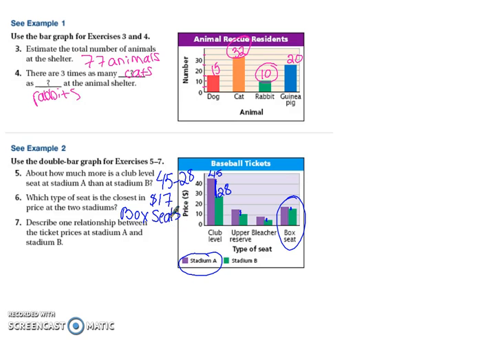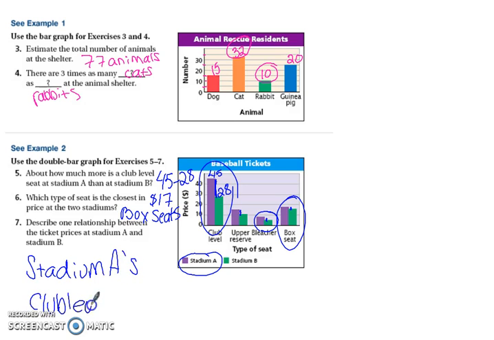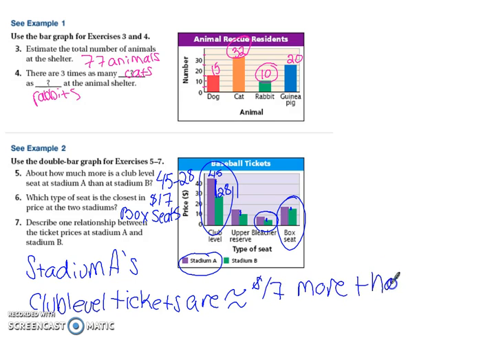It says, describe one relationship between the ticket prices at Stadium A and Stadium B. So if I'm describing one relationship between the two, let's just look at the bleacher seats. You know what? Let's talk about club level because we already said them. I would say Stadium A's club level tickets are approximately $17 more than Stadium B's.